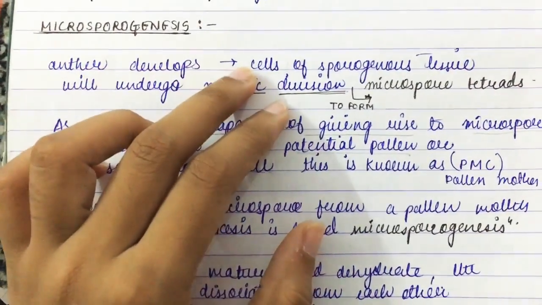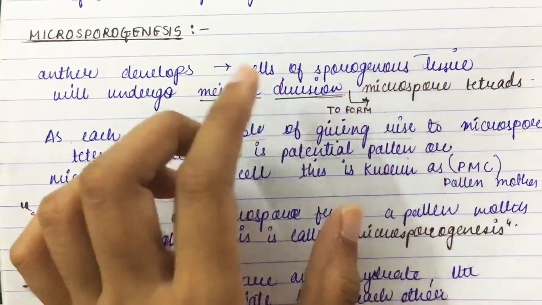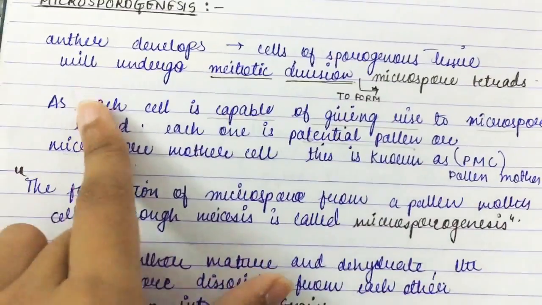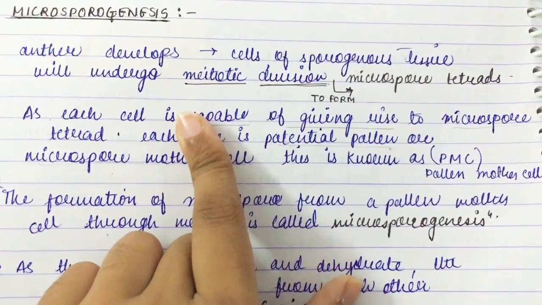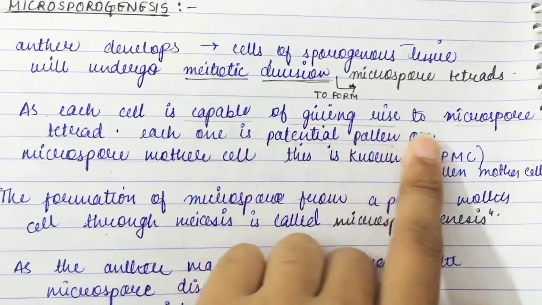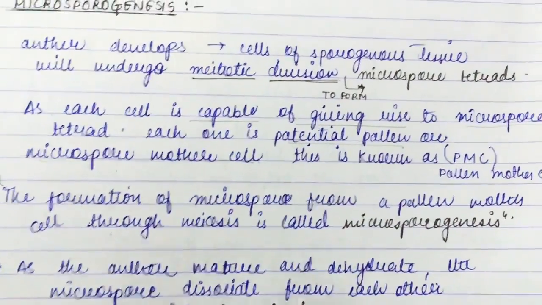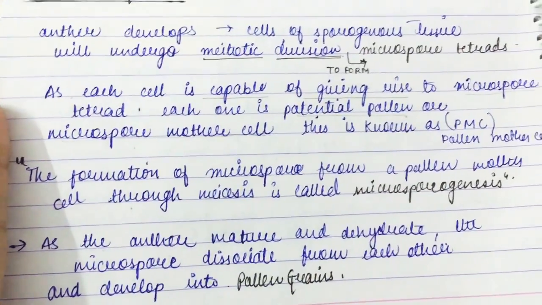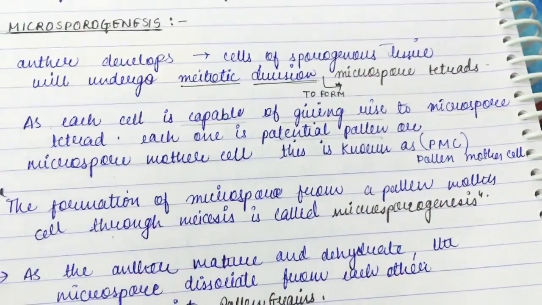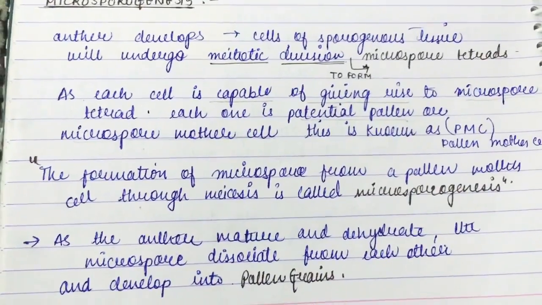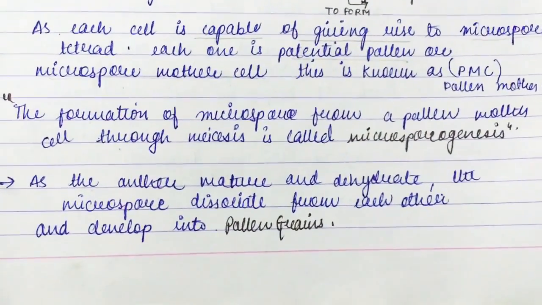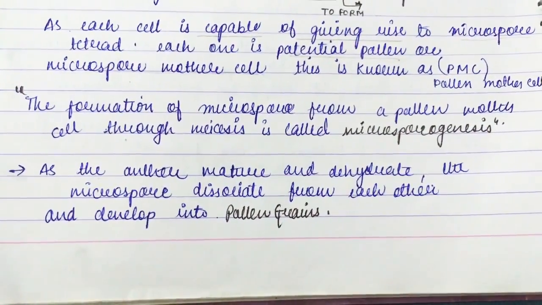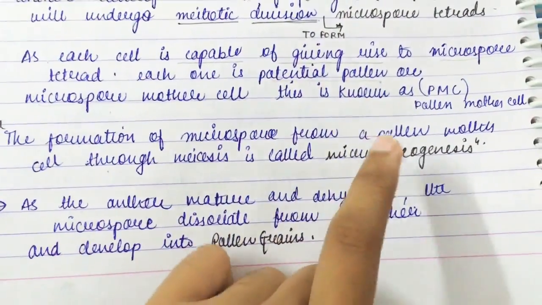Microsporogenesis. As anthers develop, cells of sporogenous tissue will undergo meiotic division to form microspore tetrads. As each cell is capable of giving rise to a microspore tetrad, each one is a potential pollen or microspore mother cell. This is known as PMC, pollen mother cell. The formation of microspores from a pollen mother cell through meiosis is called microsporogenesis.